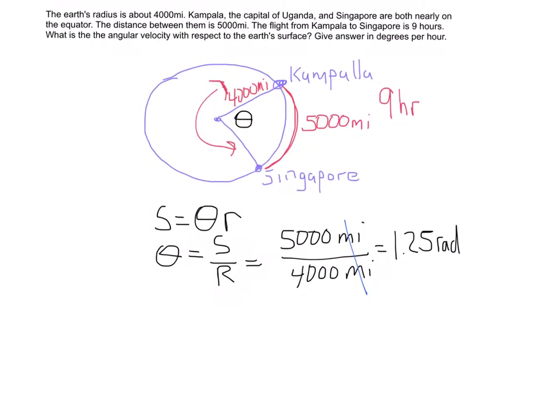Right. So the 1.25 radians, that's this distance right here. That's the theta, the difference between the radius from the center of the Earth to Kampala and the center of the Earth to Singapore. So that's how far it's gone. Now I want to know how many degrees that is. And once I find out how many degrees, I can divide that by the time to get the angular velocity, because this is the angular part of the angular velocity.